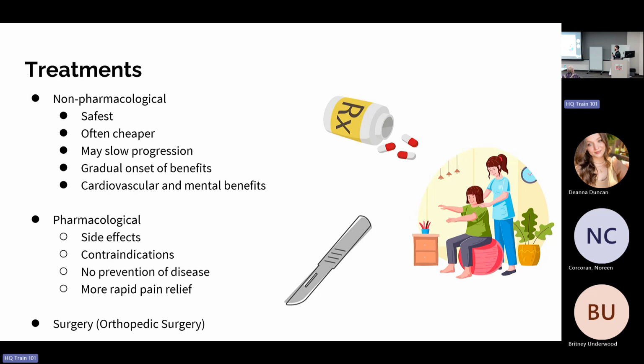Pharmacological treatments have side effects. There are contraindications for certain patients, for instance, kidney disease. They don't prevent the disease, but they can sometimes offer more rapid relief of symptoms. And then there's always surgery if you need it at the end of the line.